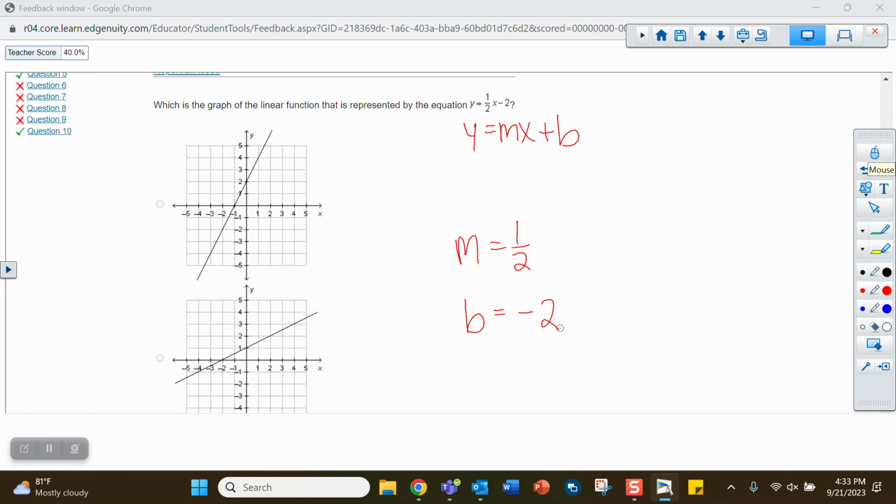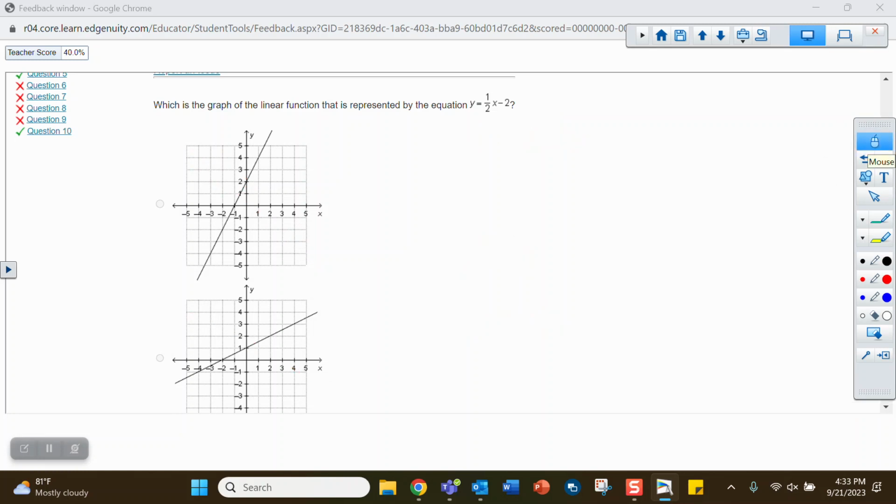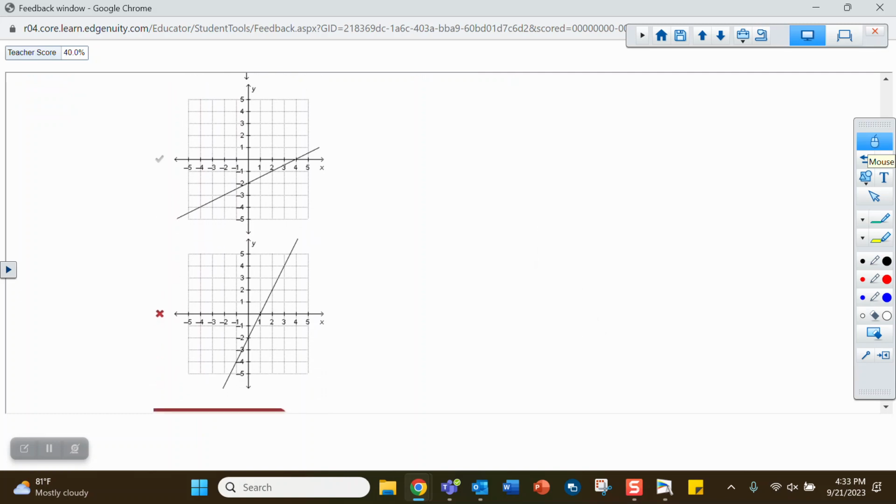So I'm going to have to scroll down here because this crosses at +2, so it's not this one. This crosses, it looks like just above 1, so that's not it. And then if we scroll here, these two both cross at -2, so you did have the right y-intercept, but this graph goes up 2 over 1, up 2 over 1. That's a slope of 2. And this one goes up 1 over 2, up 1 over 2, up 1 over 2.